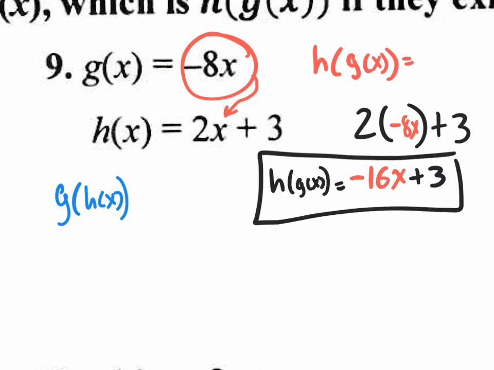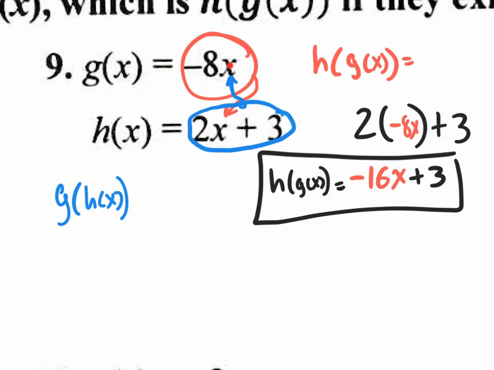And now let's do the other one. Let's plug in h into our g. Okay? So now we're going to go backwards. We're going to plug in this binomial 2x plus 3 into the x on the g of x function. So again, if I had g of 2, let's say g of 2, what would I do?